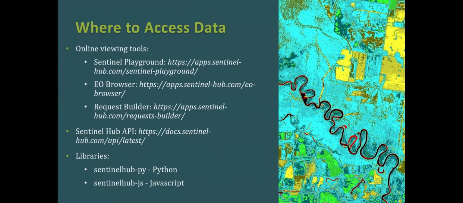So next up, we will have a quick overview of where you can access data and then how to process it. The most basic are the online viewing tools: Sentinel Hub Playground, EO Browser. There's also Request Builder, and we'll have a quick look at this in the interactive part. Then the Sentinel Hub API has docs here, which you can use. Finally, there are also libraries, and these are open source, Sentinel Hub Py and Sentinel Hub JS for Python and JavaScript, which interface to the Sentinel Hub API.